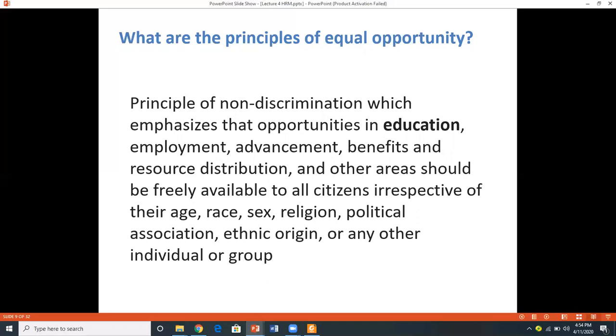What are the principles of equal opportunity? The principle of non-discrimination, which emphasizes that opportunity in education, employment, advancement, benefits, resource distribution, and other areas should be freely available to all citizens irrespective of their age, race, sex, religion, political association, ethnic origin, or any other individual or group.